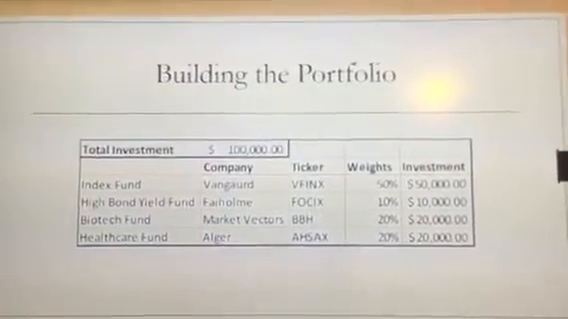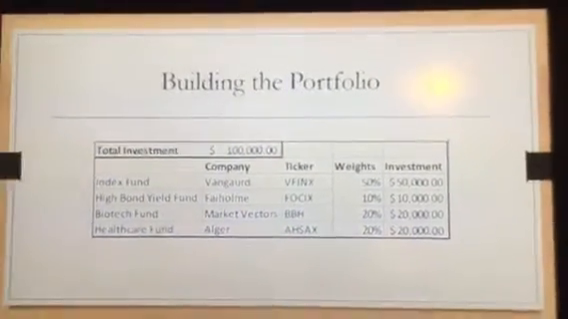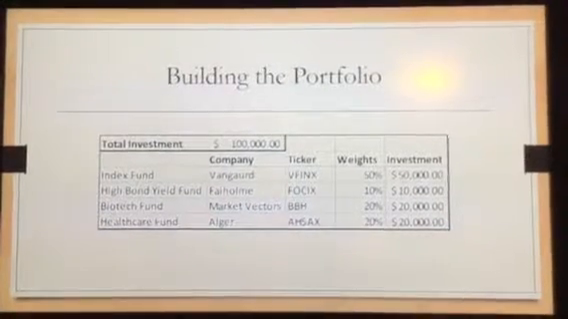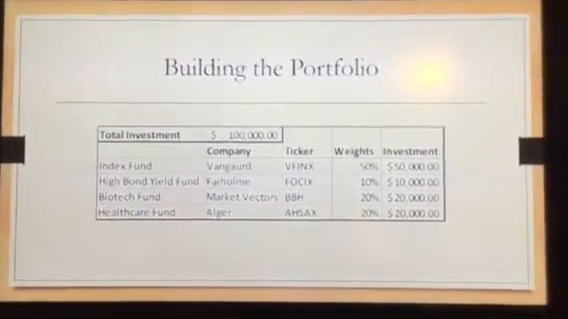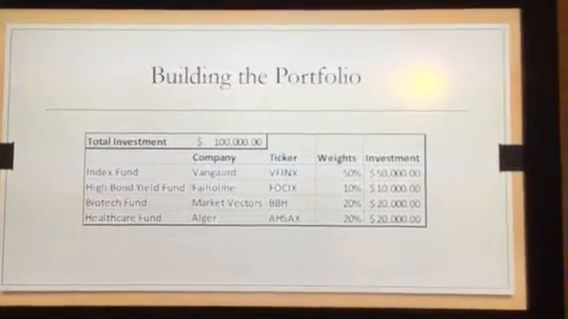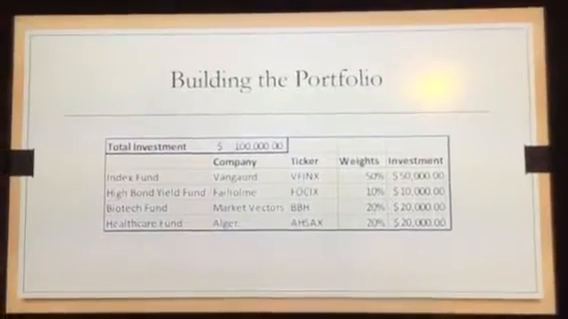To create a model core and satellite portfolio, I've chosen to allocate 50% of my investment into an index fund as my core investment. For the satellites, 10% will be put into a high bond yield fund, 20% into a biotech fund, and the remaining 20% into a healthcare fund.